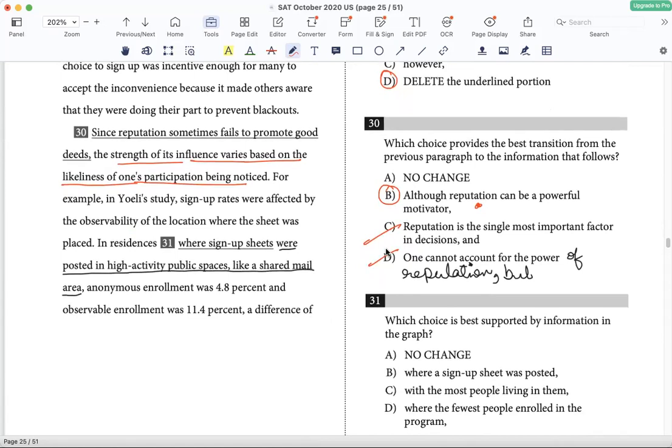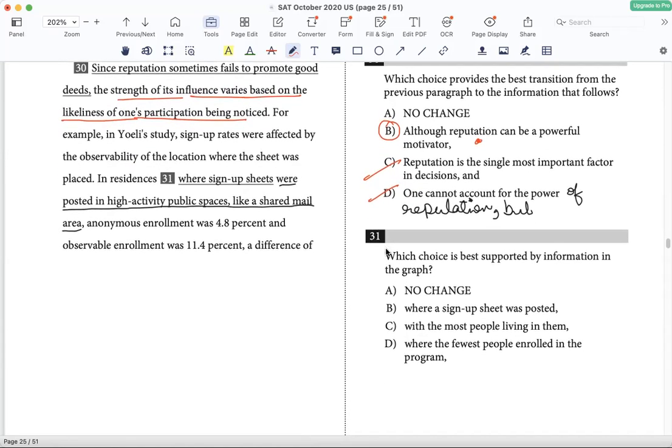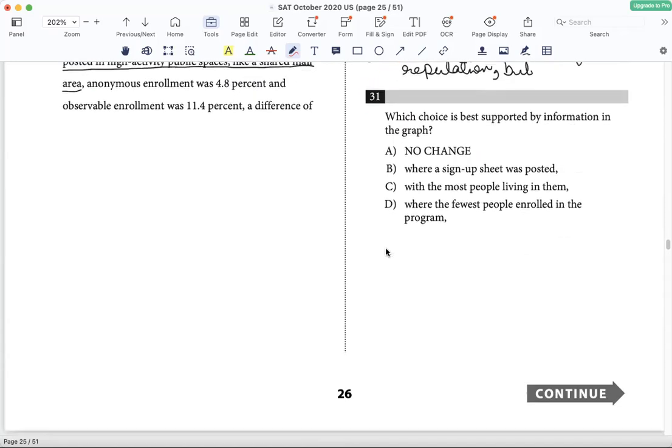For example, in Yuli's study, sign-up rates were affected by the observability of the location where the sheet was placed. In residences where sign-up sheets were posted in high activity public places like a shared mail area, anonymous enrollment was 4.8% and observable enrollment was 11.4%. Okay, so this is related to the graph.